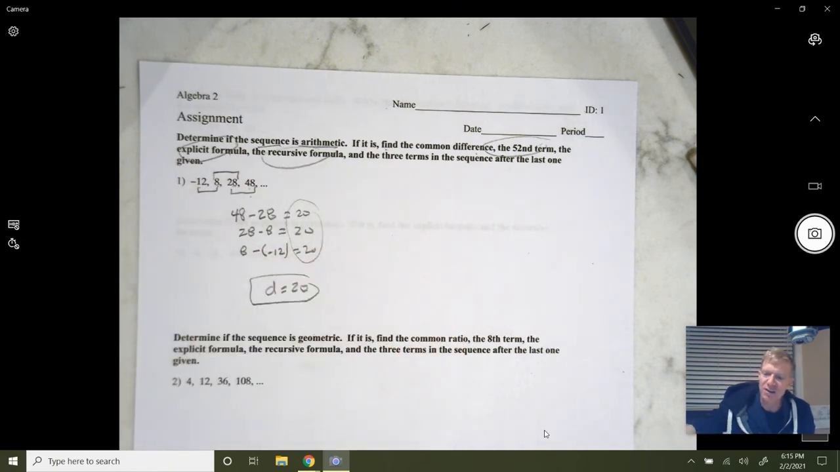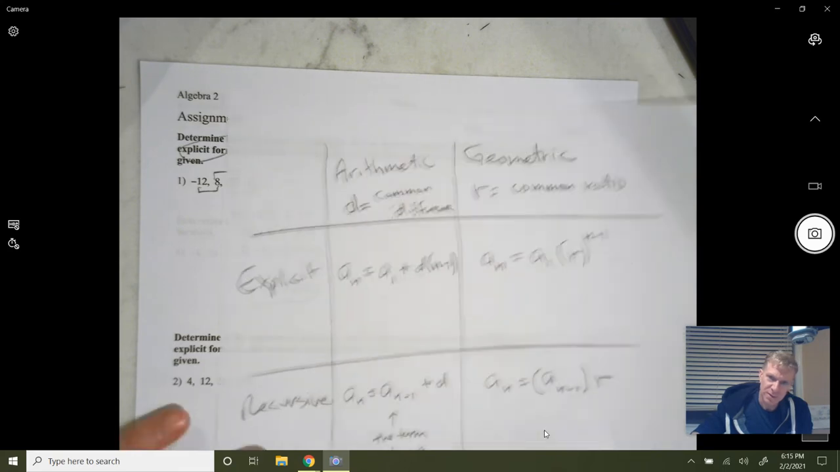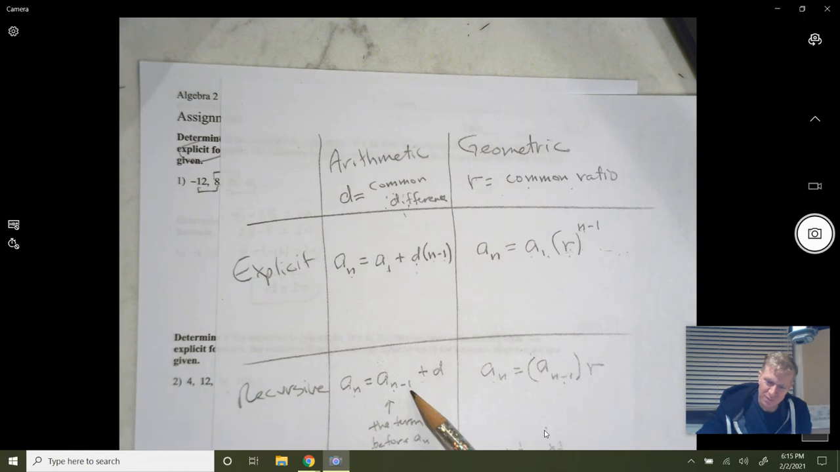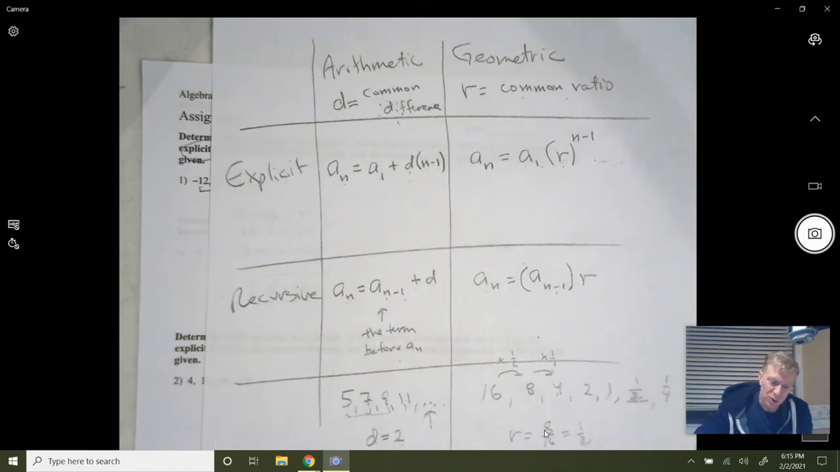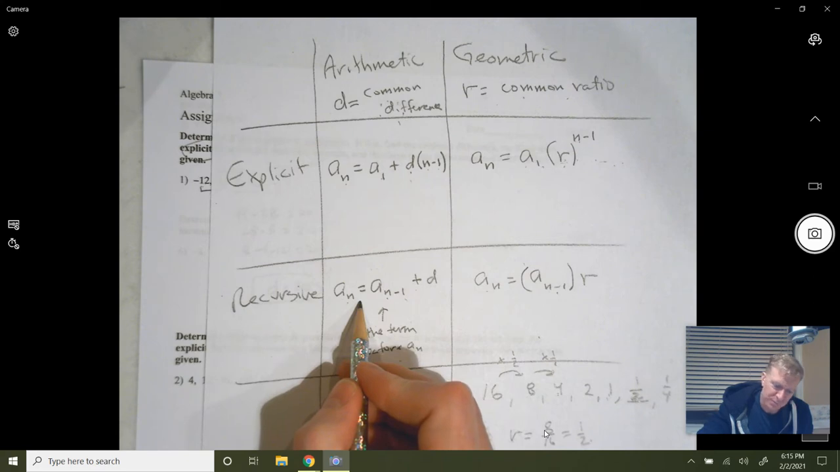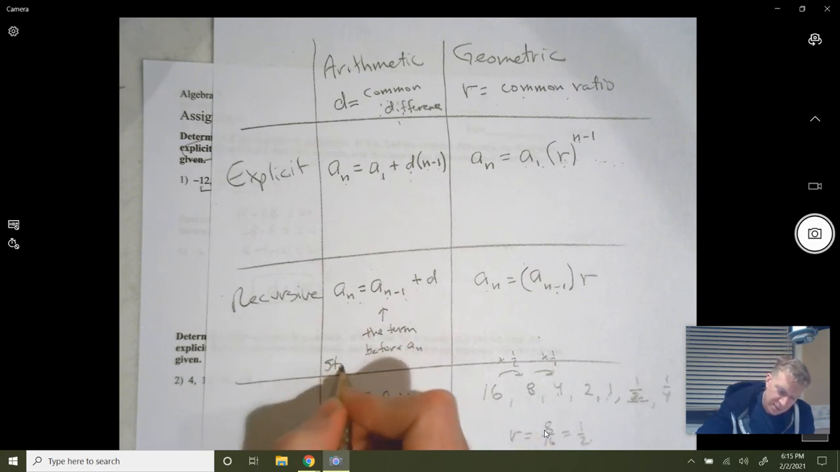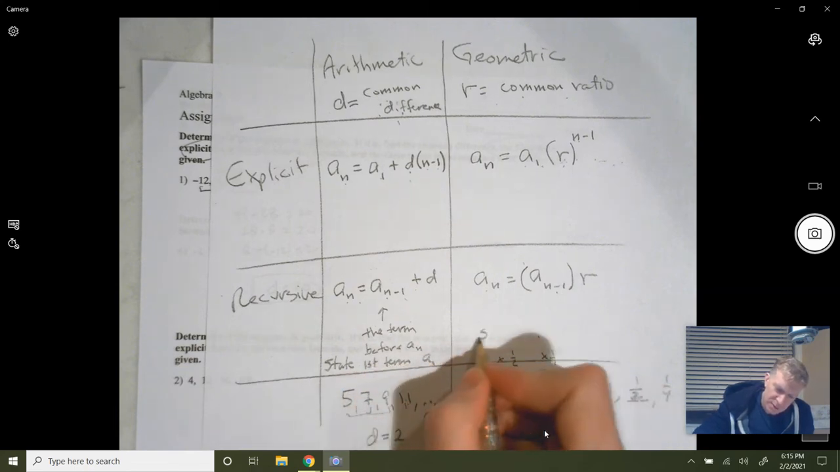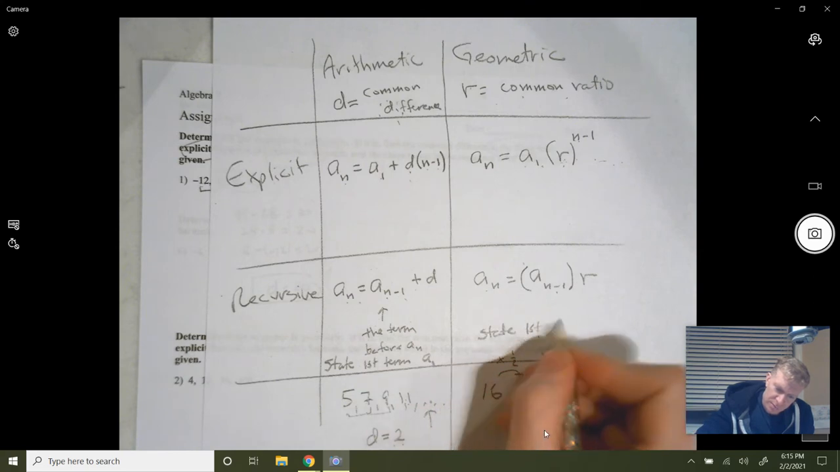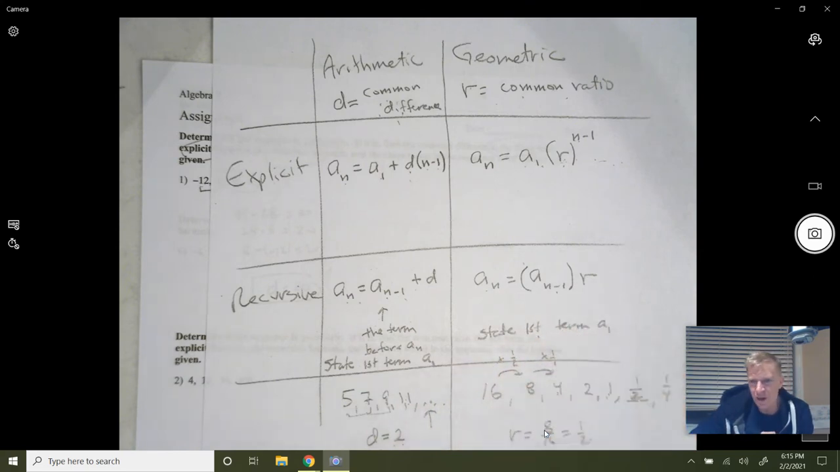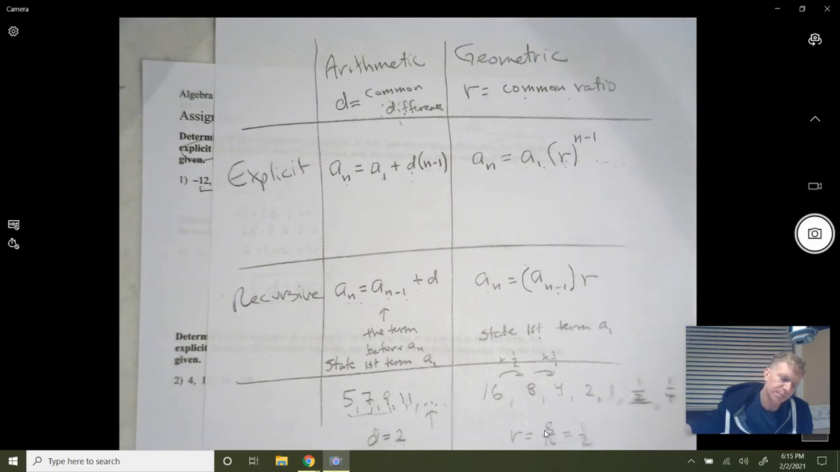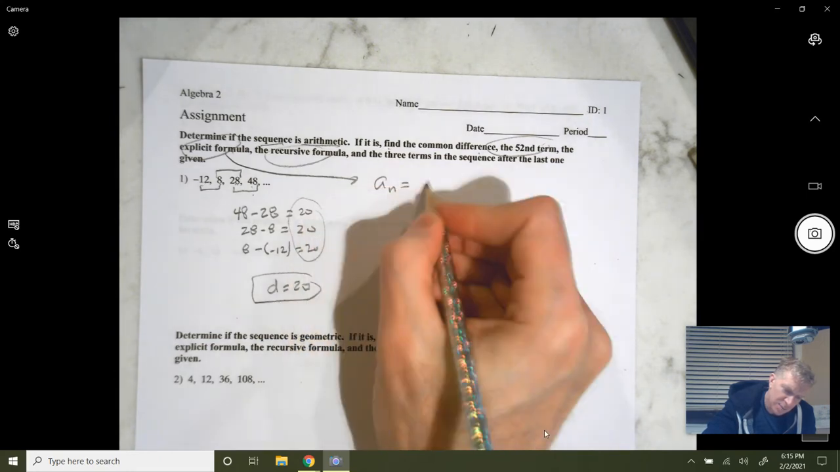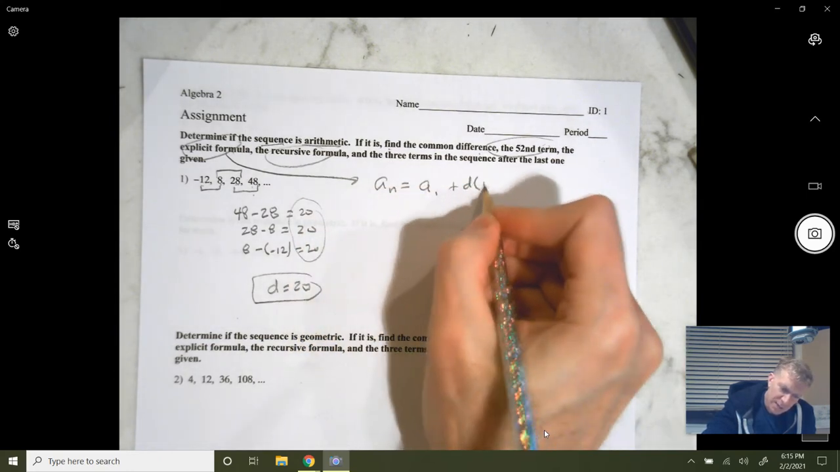Okay, so let's find our explicit formula. It's arithmetic. We're going to use this formula, and then for recursive, we're going to use this formula. Now, one thing about a recursive formula, you must also state your first term, a sub 1. This one also, state the first term, a sub 1. And I'm going to talk about why that is when we get to that part.